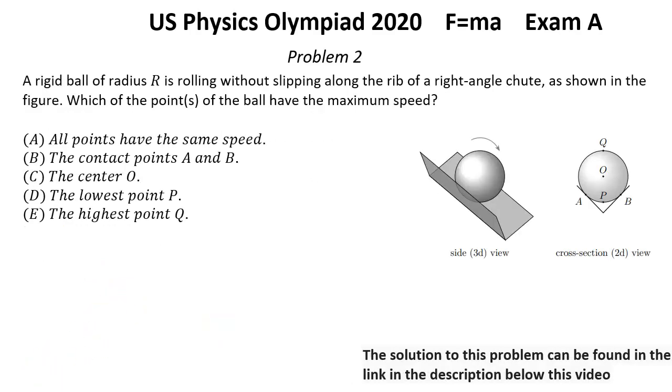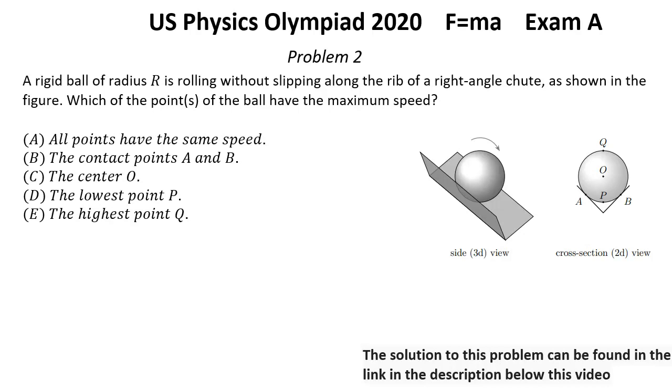Problem number 2. A rigid ball of radius big R is rolling without slipping along the rib of a right angle chute, as shown in the figure. Which of the points of the ball have the maximum speed? Solution for problem number 2.